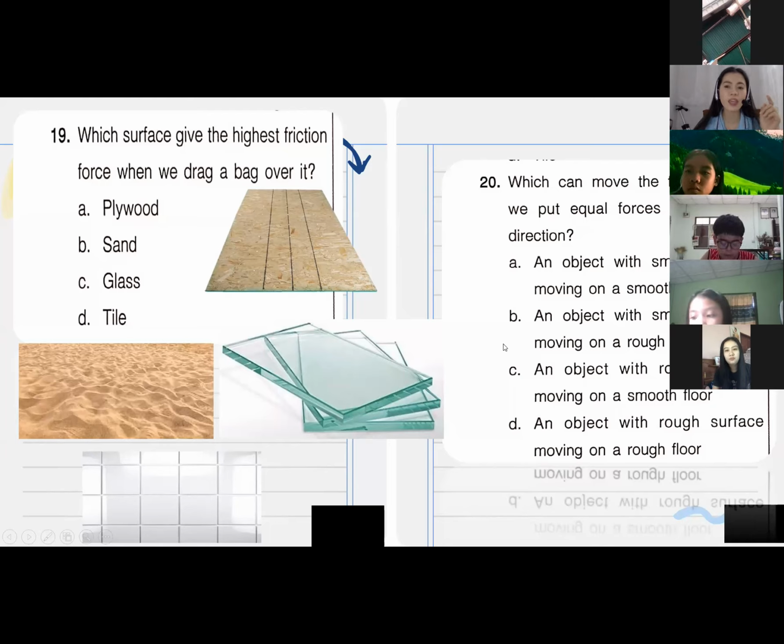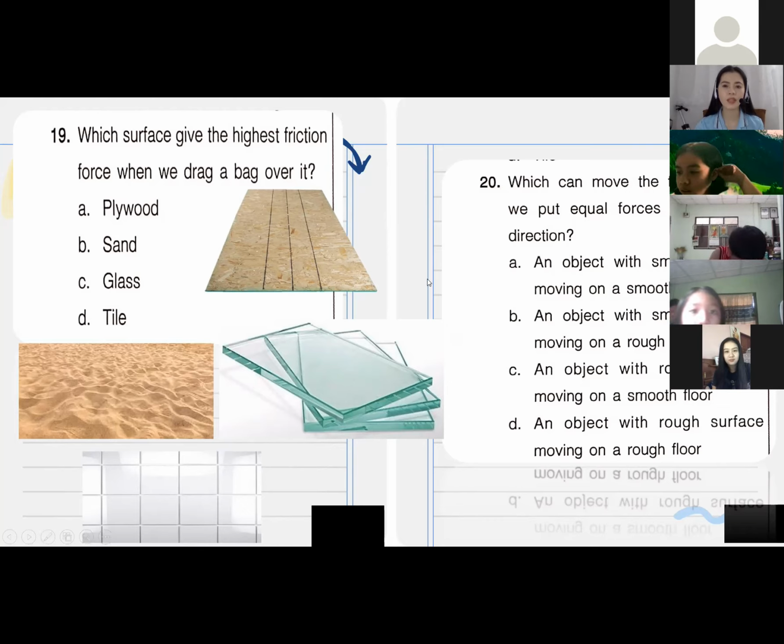Is it the smooth? Okay, so I'll just give you A or D. Is it the smooth or rough? A or D? Okay, I have given you a clue. You have time to change your answers. The answer is between A or D. Is it smooth or rough? 5, 4, 3, 2, 1, 0.